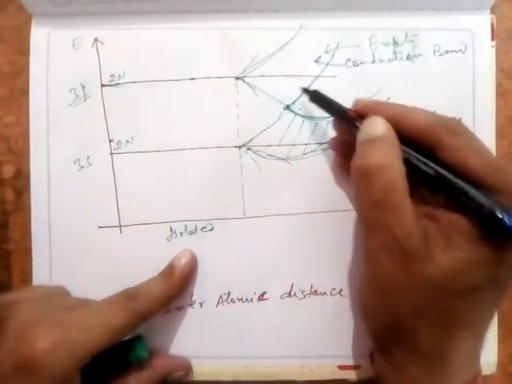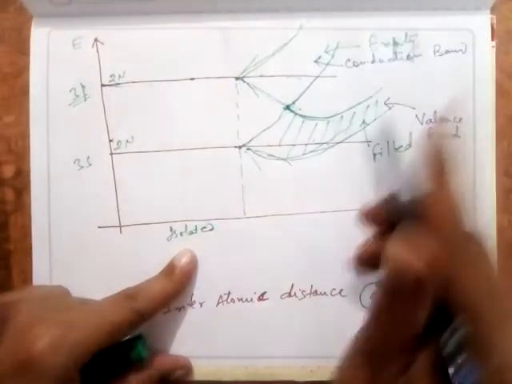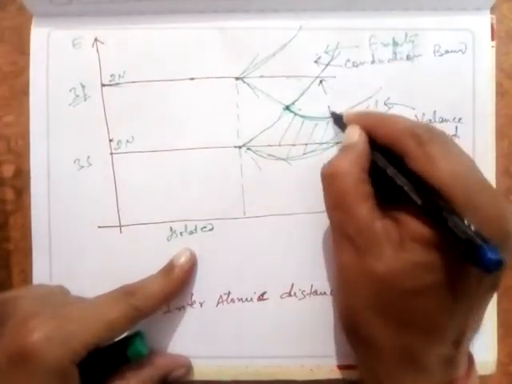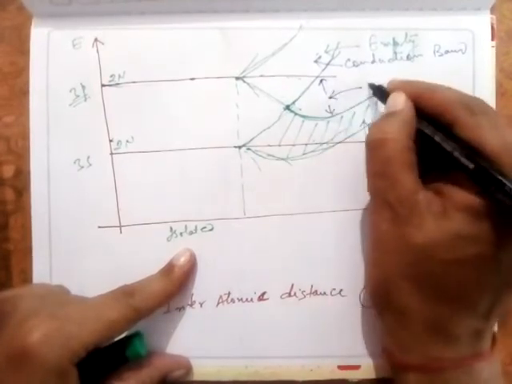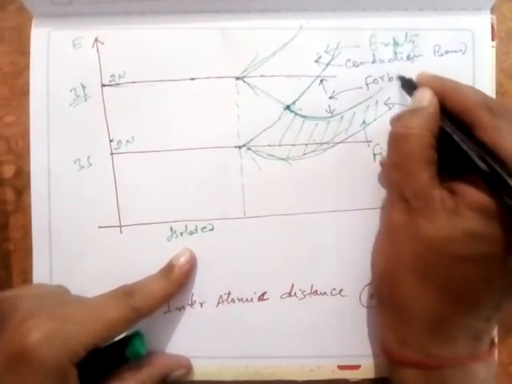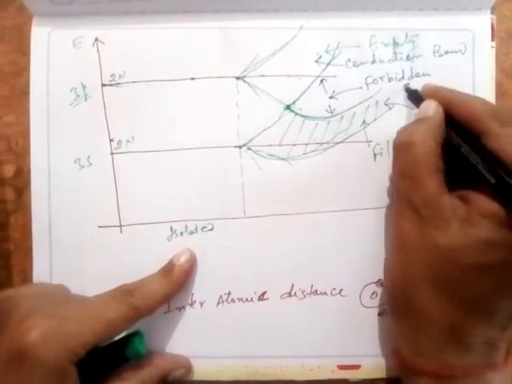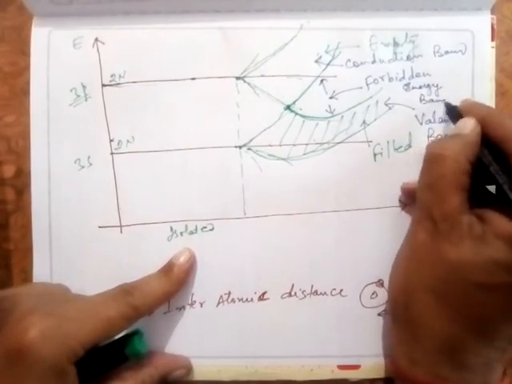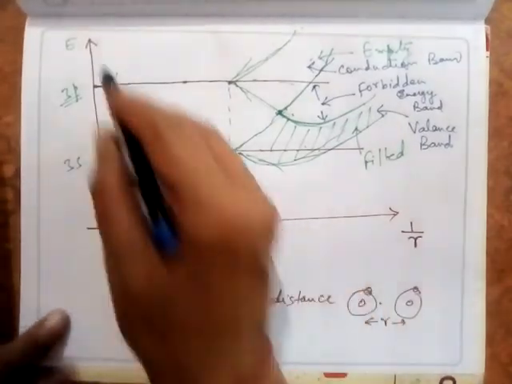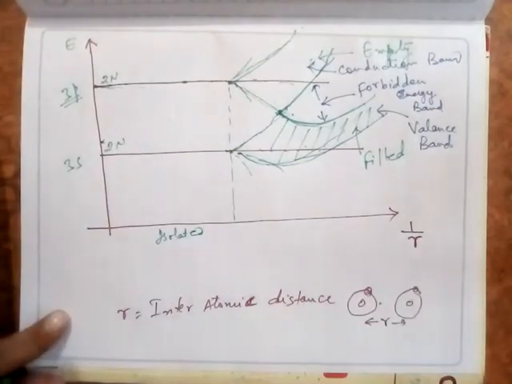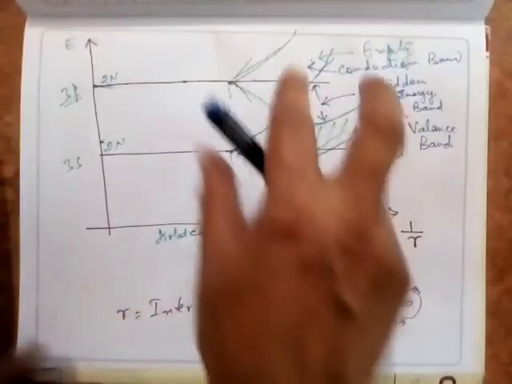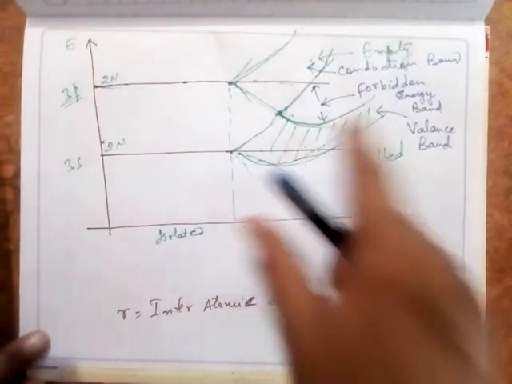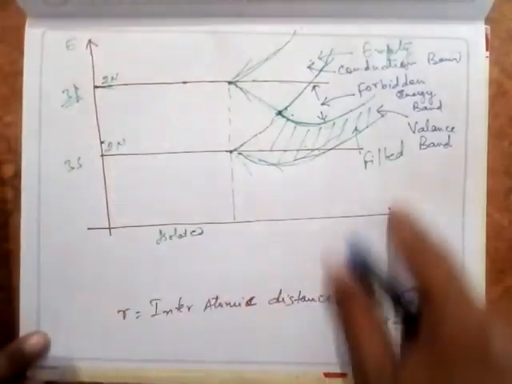The electrons in this level lose their energy and come into this band. So this is a filled one, and this is the empty conduction band, and the gap between this and this is called the forbidden energy band. This diagram is called the energy band diagram. Now based on this forbidden gap, how much it is, the solids are divided into conductors, semiconductors and insulators. I hope this energy band diagram is clear to you.